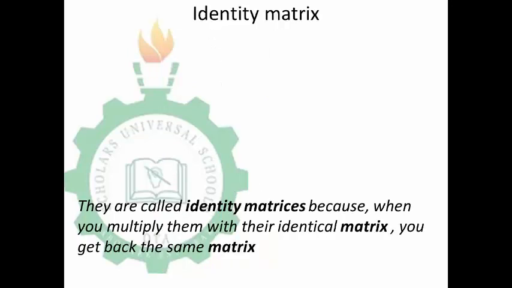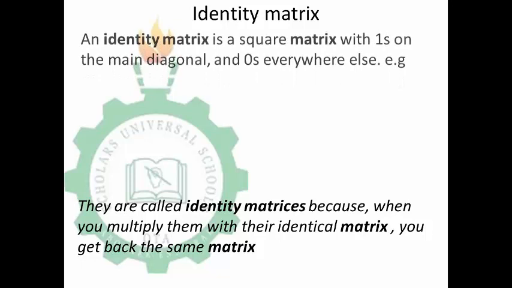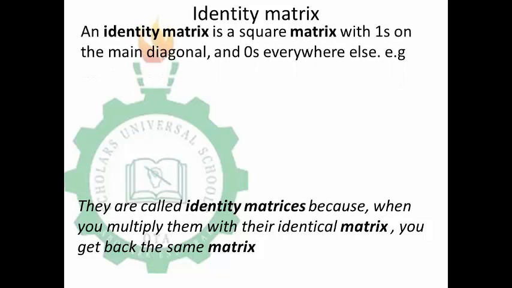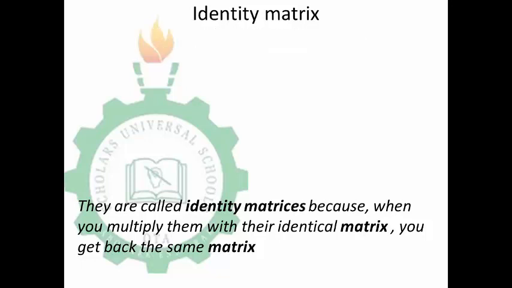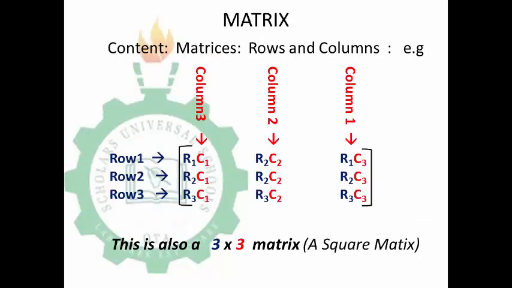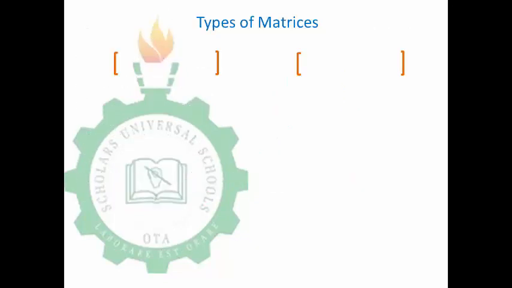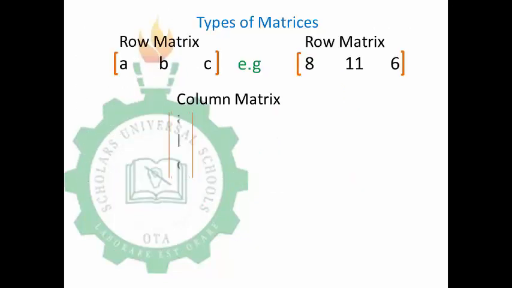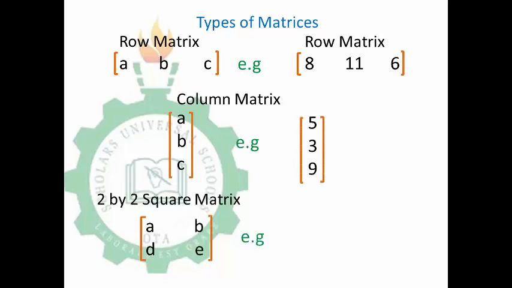So let us now talk of the identity matrices. We have what we call identity matrices. Let us see. An identity matrix is said to be a square matrix with 1 on the main diagonal and 0 everywhere else. It means that it is a square matrix, as we have been told, of the nature that we have been talking about earlier.